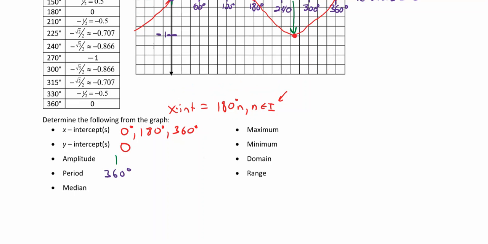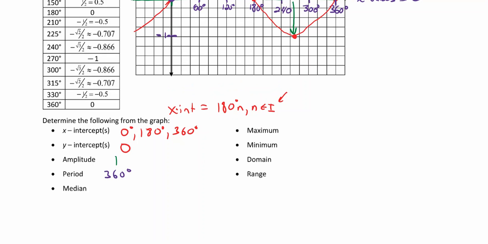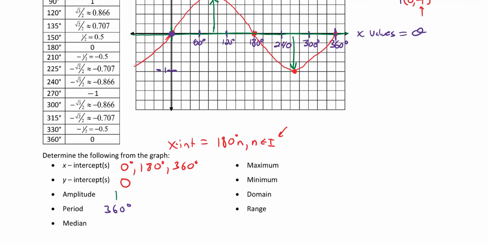Now the median, or it's called the midline sometimes. The midline or the median is going to be the line y is equal to 0. That's just going to be along the x-axis, where it's going up and down around. So that's the middle line or the median. Your maximum is going to be when y is equal to 1. Your minimum is going to be when y is equal to -1.